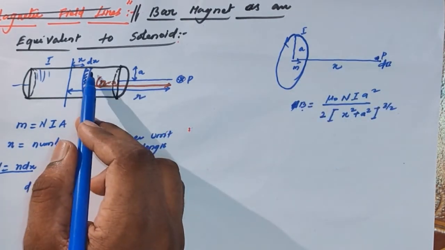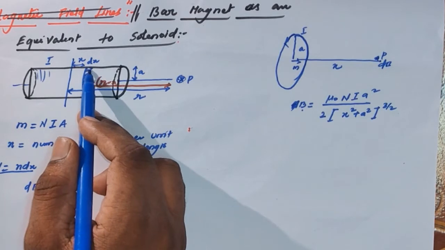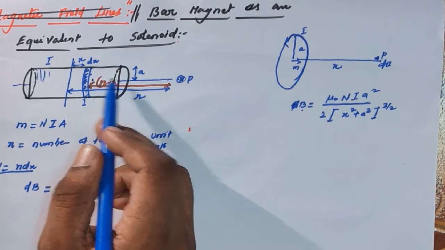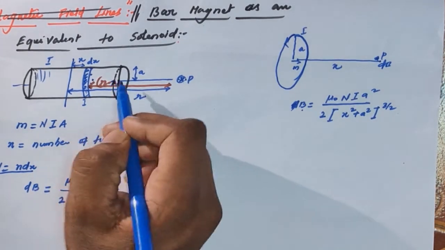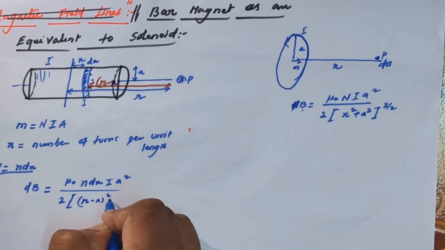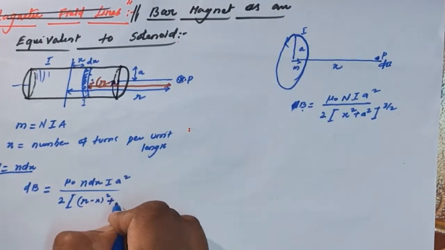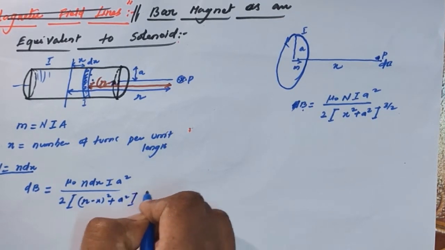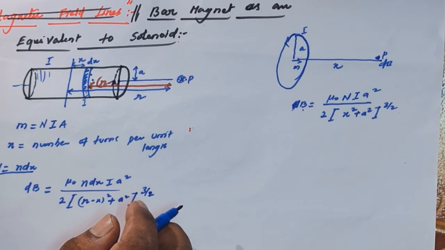Here, from the center of the dx circle, the dx element circle, the distance to point P would be r minus x. So here we have taken r minus x whole squared. The radius here is a, here also the radius is a, so a square, whole power 3 by 2. This is the expression we have.